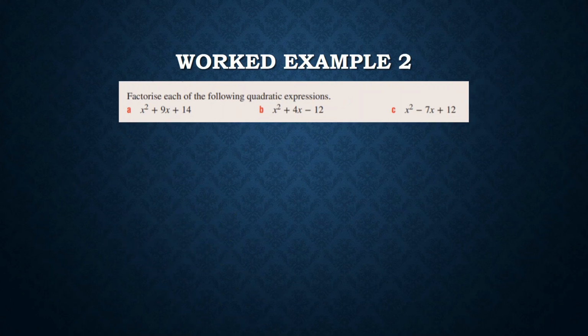And like I've said previously, if you need to pause the video, feel free to do so. So the next one is x squared plus 4x minus 12. Now, we can see that there's a minus in front of the 12. So now we need to think what times together will give me negative 12, but added together will give me positive 4. Okay? What will it give?